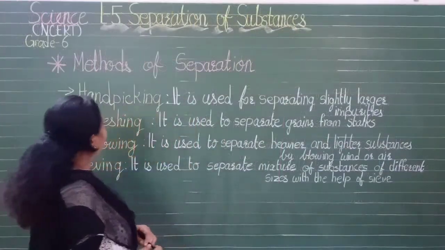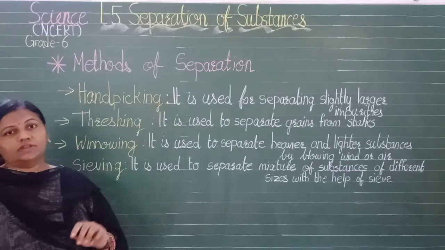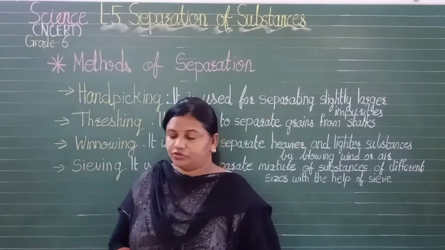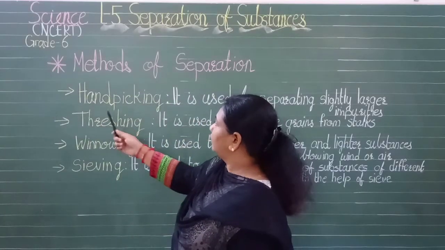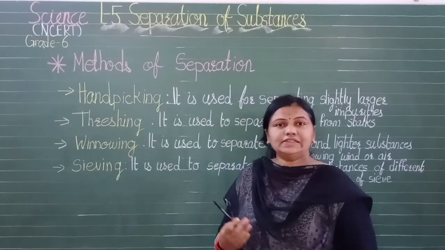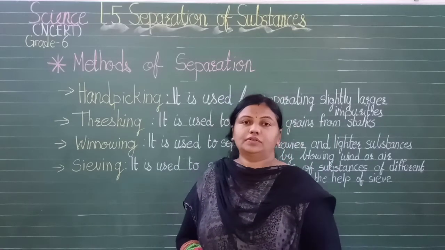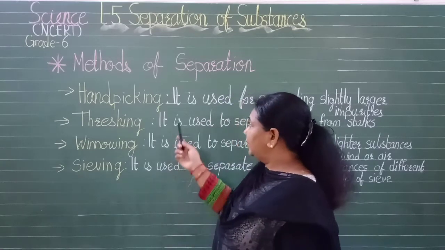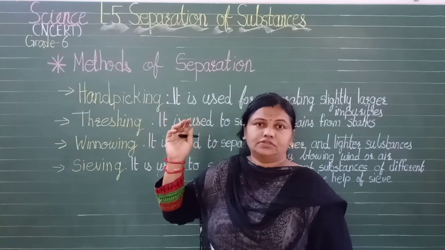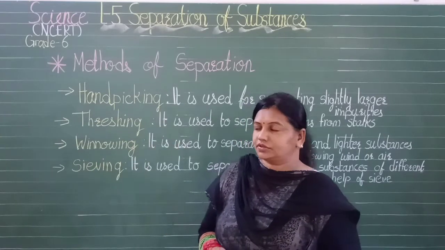Now we are going to learn the various methods of separation, isn't it? Different methods of separation we are going to learn. First of all, let us take hand picking. Yes, it is the easiest way to separate the components from the mixture. Now it is not only one process, so we have to learn when such processes are used.